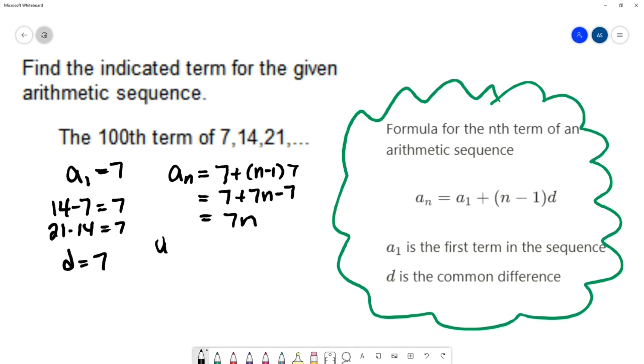So if we want to get the 100th term of the sequence, that would be 7 times 100, which is 700. So the 100th term of the sequence 7, 14, 21, and so on, is 700.